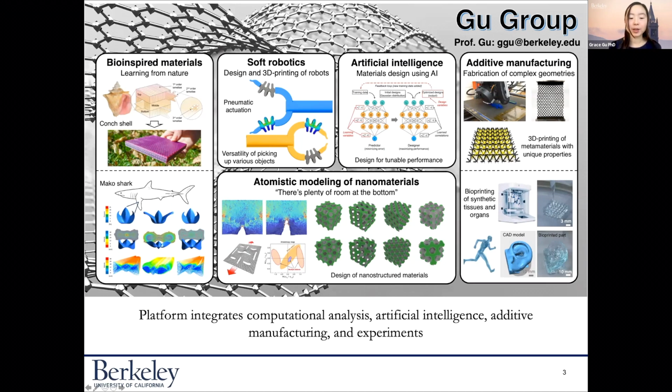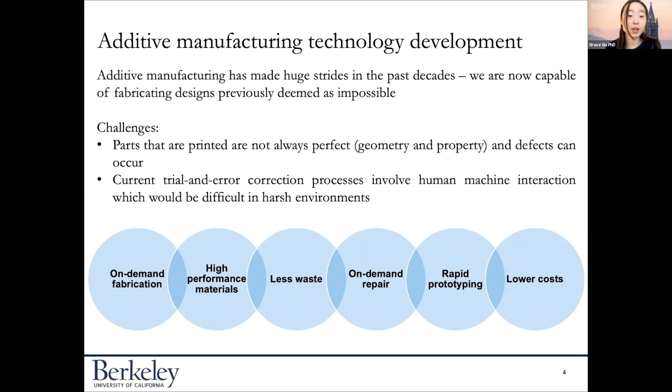Probably a lot of you have potentially used a 3D printer in the past. What's really exciting about additive manufacturing, or 3D printing, is that we're now capable of printing or fabricating designs that were previously impossible. What I have here in these blue circles are all the benefits that 3D printing offers us. We're talking about on-demand fabrication, less waste, right, because it's an additive method, potentially lower cost, and rapid prototyping. So these are all the benefits that additive manufacturing offers us.